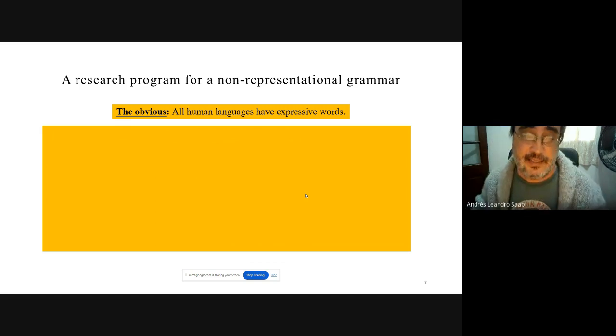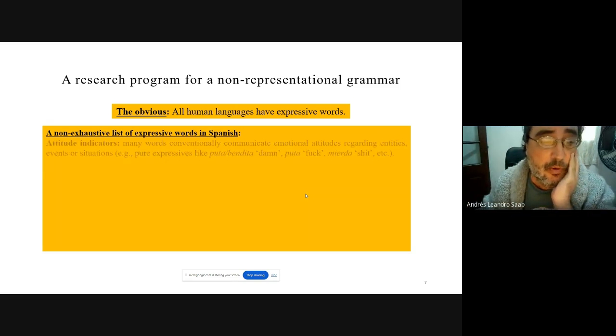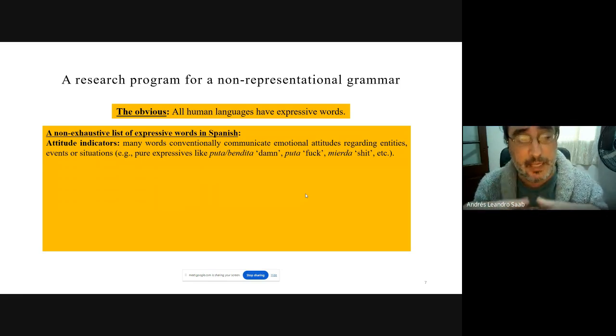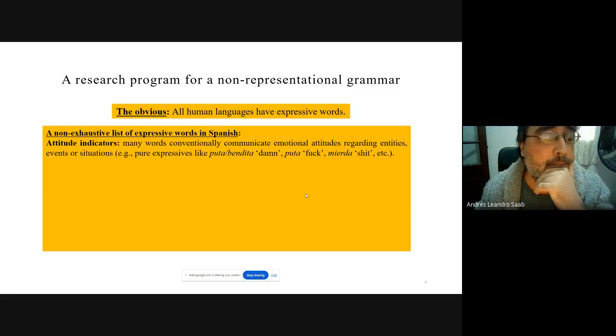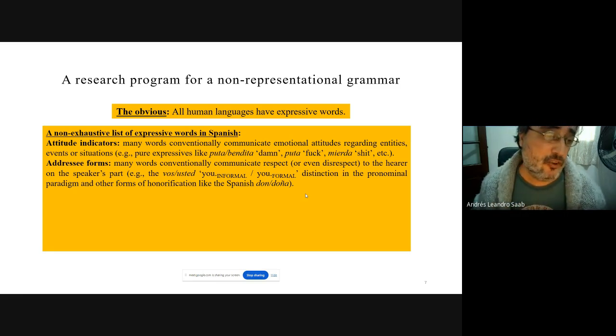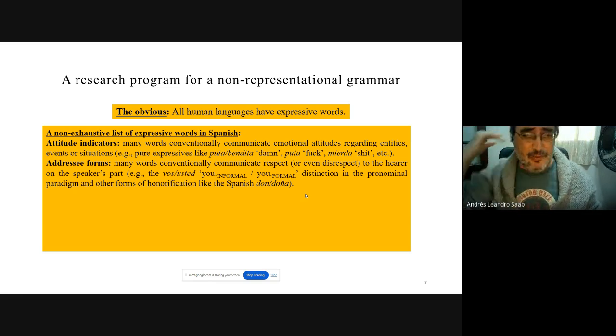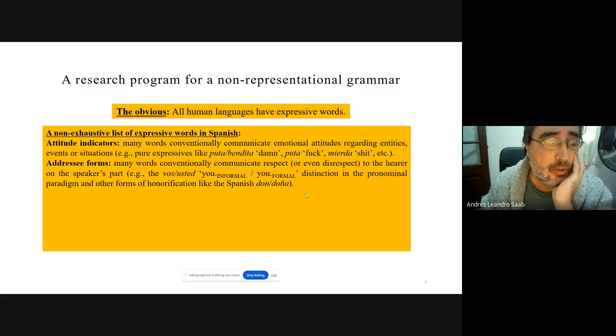Now, the obvious fact is that all human languages have expressive goals. For instance, if you look at Spanish, at my Spanish, you can look at this non-exhaustive list of expressive words. You have many attitude indicators, words that conventionally communicate emotional attitudes regarding entities, events, or situations. Pure expressives like puta, bendita, maldita, the equivalent of damn, fucking, and so on. Puta madre, mierda, to modify prepositions, and so on. Then, of course, you have a set of addressive forms, which communicate respect to the hearer on the speaker's part, like the famous distinction vos, usted in many Romance and Germanic languages, but also other forms of honorification, like the Spanish don, doña, which are used to indicate closeness, respect, or something similar with respect to the honorific's argument.